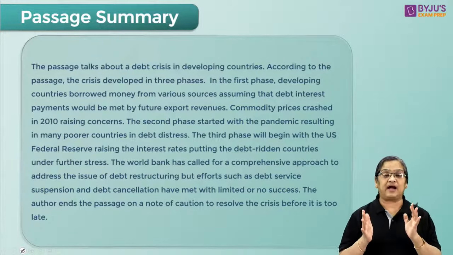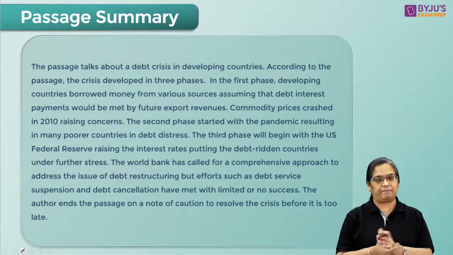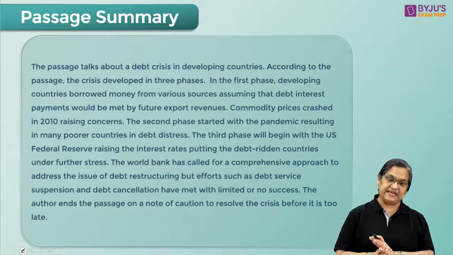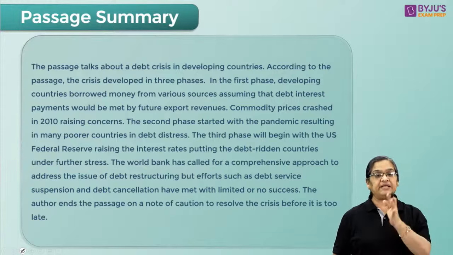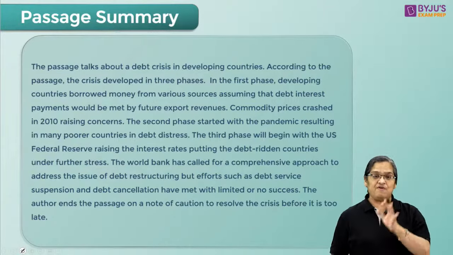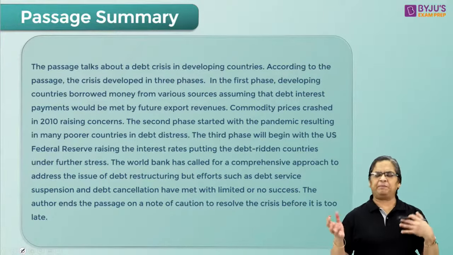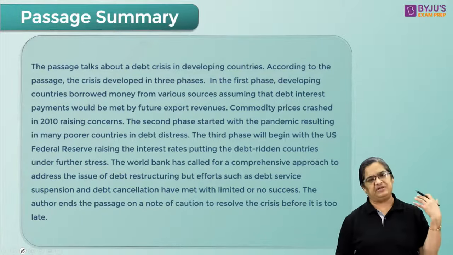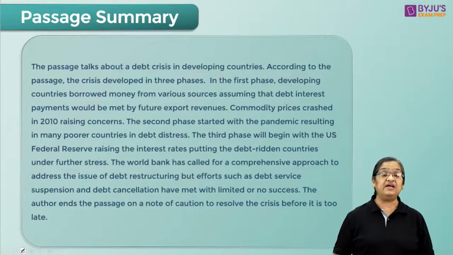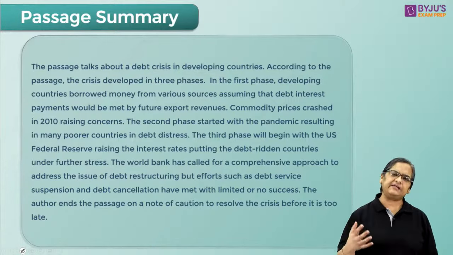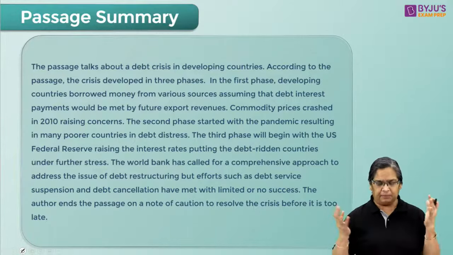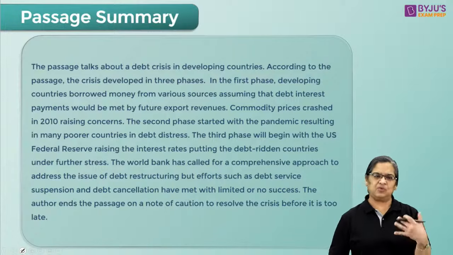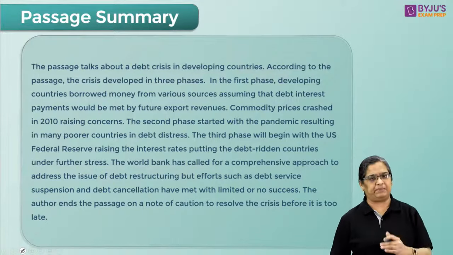A debt crisis is developing in developing countries. This is what the passage is about. Then he says this crisis developed in 3 phases. First phase, the developing countries happily borrowed from all sources. Why? Because their economies were doing well, there was demand for their products, so they thought that okay, when we borrow money, we can repay these debts easily. Okay, so the export revenues will help us repay these debts.